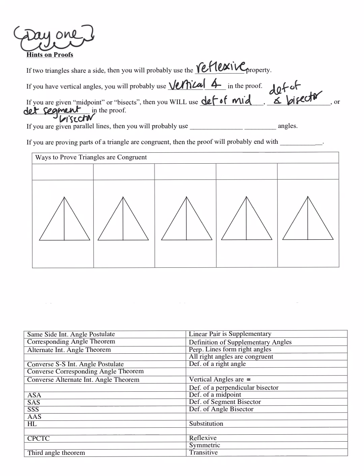If you're given parallel lines, remember, then you're probably going to use alternate interior angles to show that two angles are congruent. And if you're proving parts of triangles are congruent, then at the very end, you're going to have those two triangles being equal to each other.